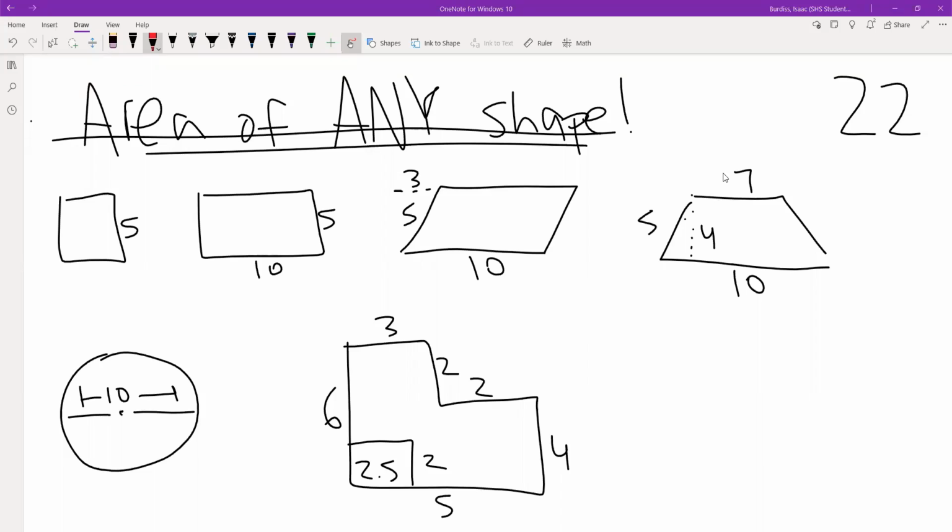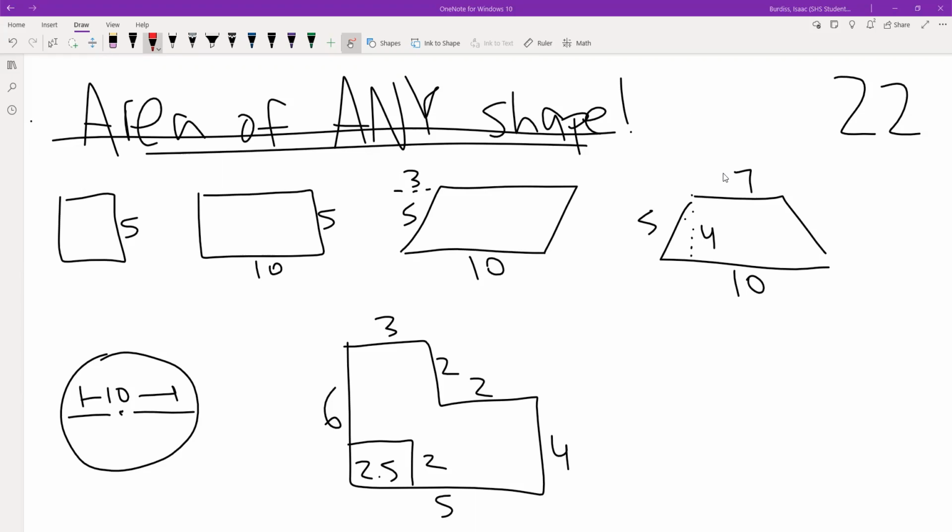So the 22nd thing that you might want to know, oh, well, you do want to know, is the area of any shape. This undoubtedly will come up on your test. This is one of those things that's on every test. So let's see, there's different shapes, and let's see how we would do them for each one. And unfortunately, you need to know these formulas.